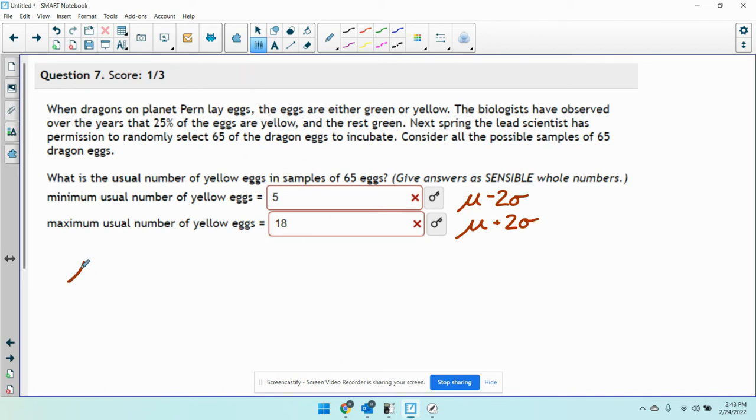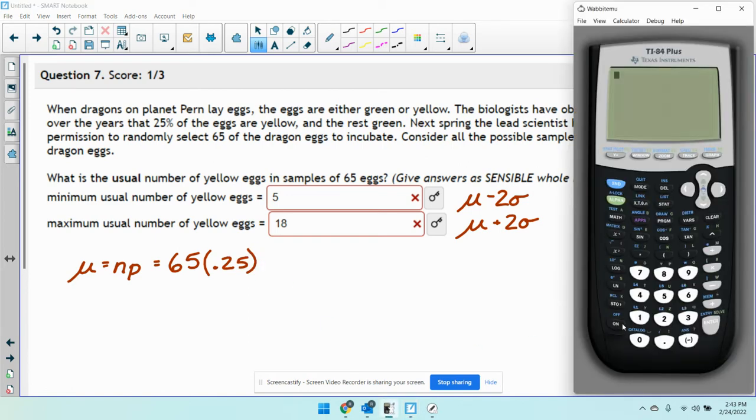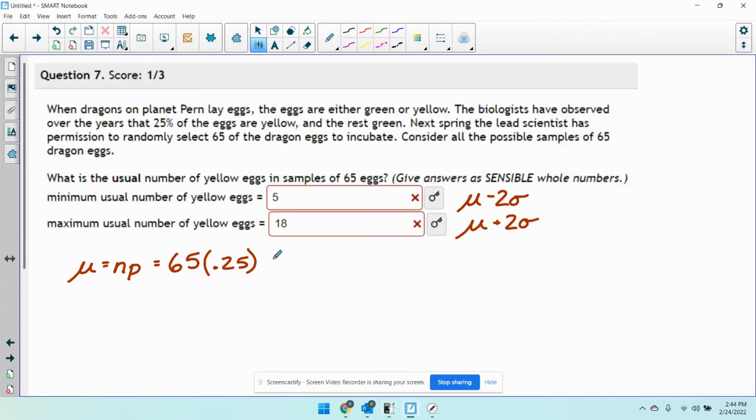So what is the mean of a binomial? Well, that's just going to be n times p, which is the sample size times the probability of success, which is 0.25. So when we get that, I do 65 times 0.25. We get 16.25.